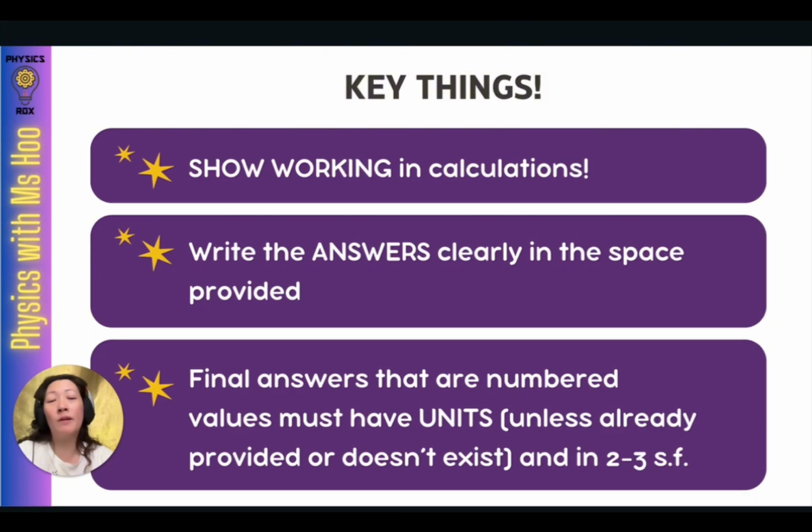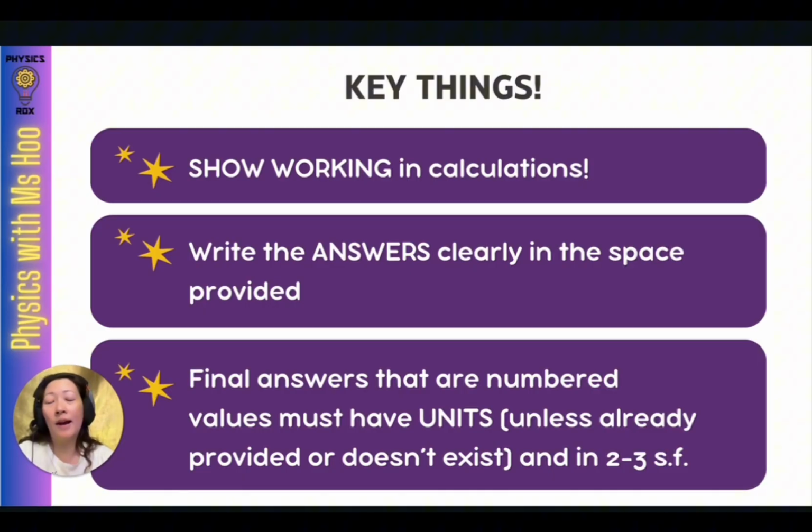Your answers should be written clearly in the space provided. This is especially for calculation questions, where the question will provide a blank space for the final answer. Make sure you write that final value in that space provided. Final answers that are numbered values must have units. The exception to this rule is if the unit is already provided or it doesn't exist. For example, refractive index doesn't have a unit.